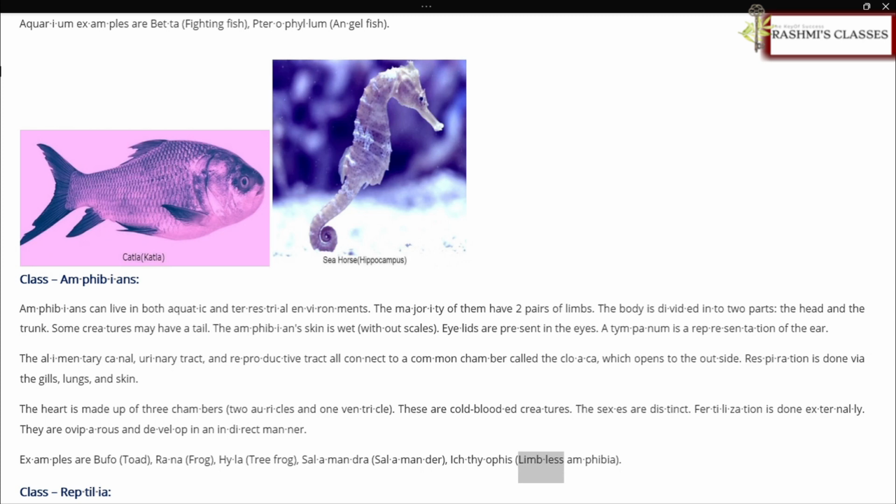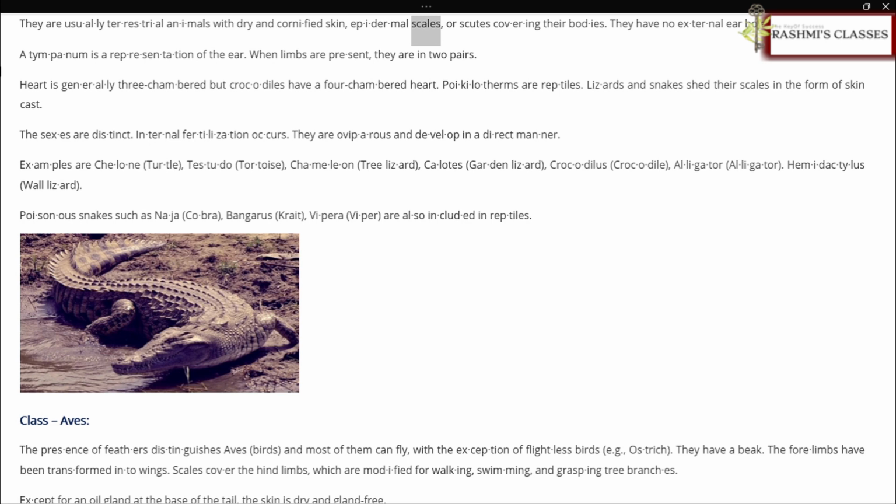Class Reptilia. They are usually terrestrial animals with dry and cornified skin, epidermal scales, or scutes covering their bodies. They have no external ear openings. A tympanum represents the ear. When limbs are present, they are in two pairs. The heart is generally three-chambered, but crocodiles have a four-chambered heart. Reptiles are poikilotherms. Lizards and snakes shed their scales in the form of skin cast. The sexes are distinct. Internal fertilization occurs. They are oviparous and develop in a direct manner.